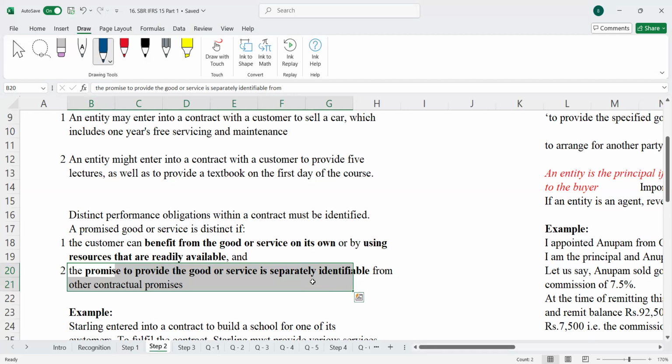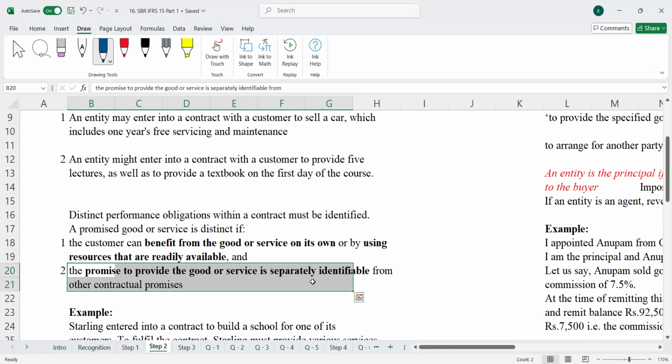Now talking about the mobile phone. Consider this is a promise which is separately identified in the contract. Now even if you don't purchase this mobile phone from me, you can purchase this mobile phone from someone else.